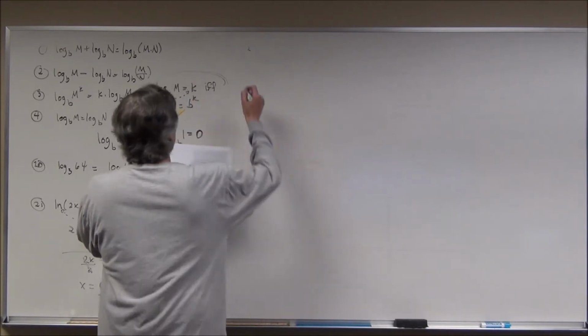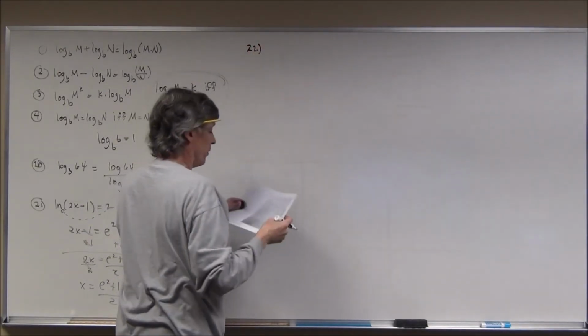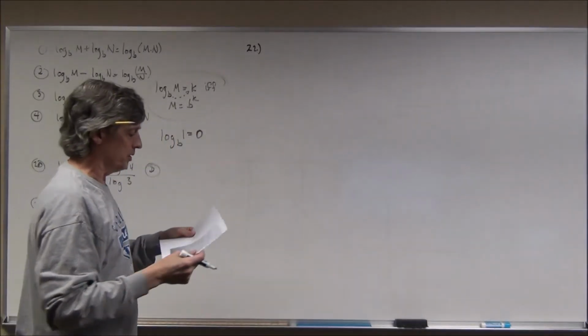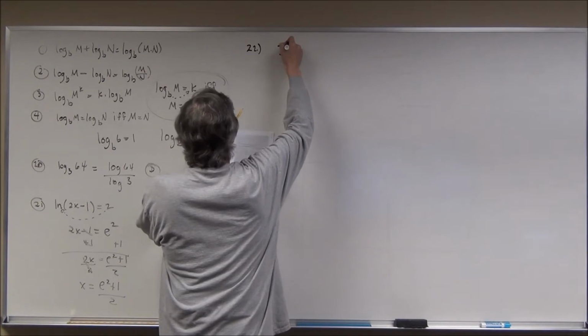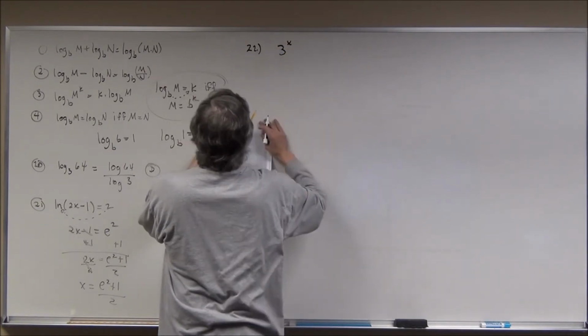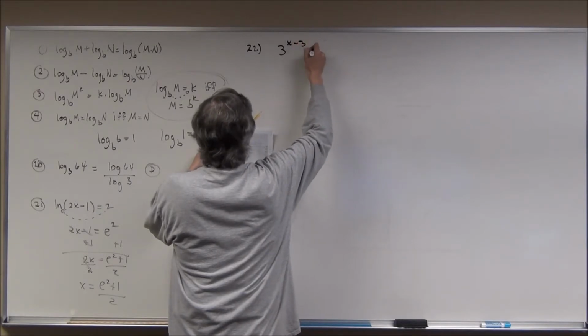So, problem number 22 here. Long video, I know, but you don't have to watch it all in one sitting. You can do it in parts. This is solving 3 to the x minus 3 is equal to 5.